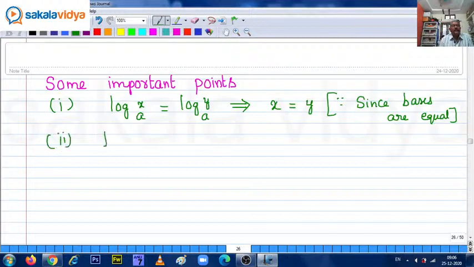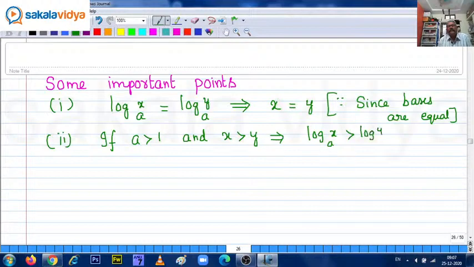See, if a is greater than 1, the base is greater than 1, and x is greater than y, then if you apply the logarithm to the base a on both sides, log x to the base a is greater than log y to the base a. If the base is greater than 1, when you apply the logarithm to the inequality, the symbol will not change. Greater than is greater than only. Lesser than means lesser than.